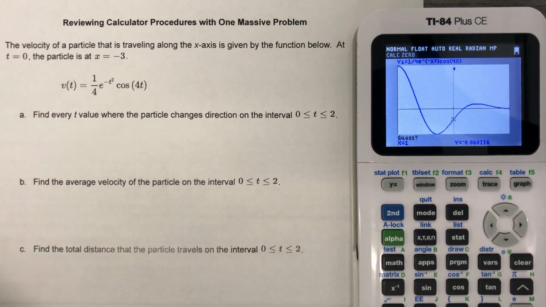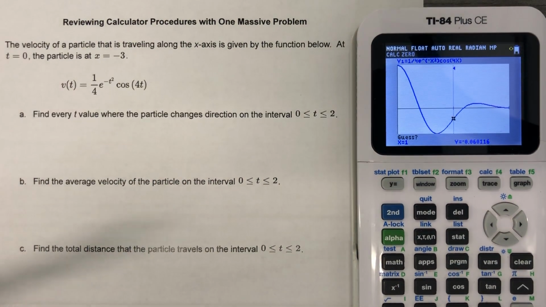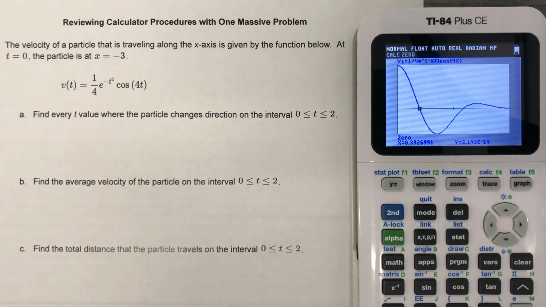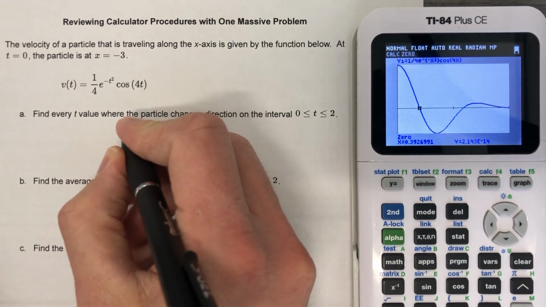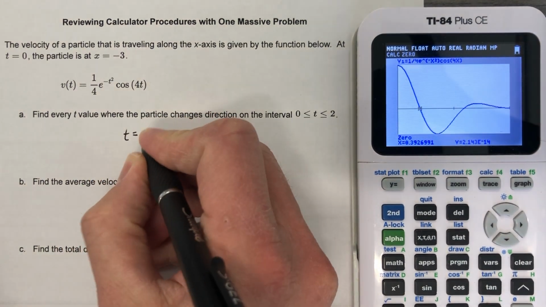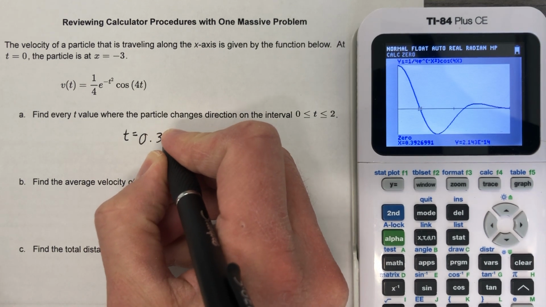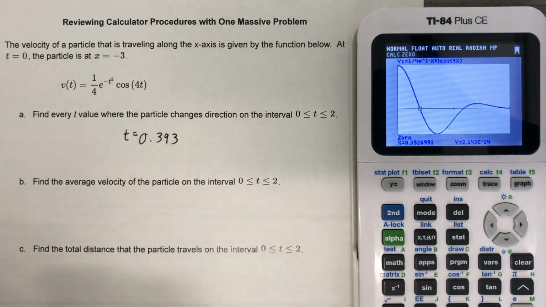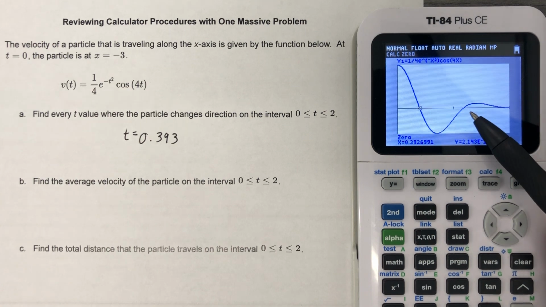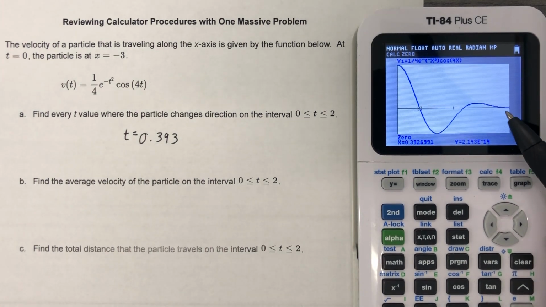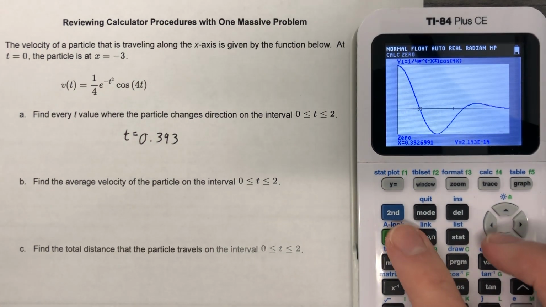Sometimes you can just type like that. And we're stuck in between 0 and 1. We'll press enter for a guess, and it gives us one of those values. We'll go ahead and write that down. So t equals 0.393. There's one of them. Here's another one. We're going to do some fancy zooming over here to figure that one out. It's going to be a good little way of doing it.